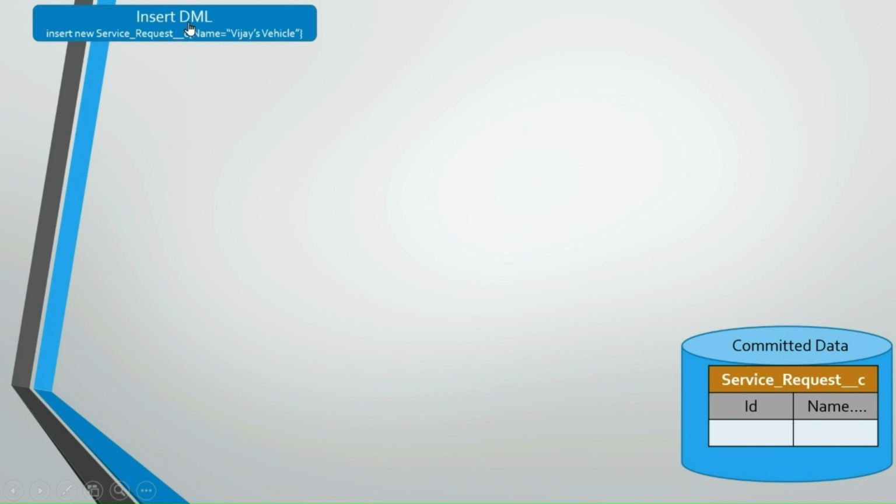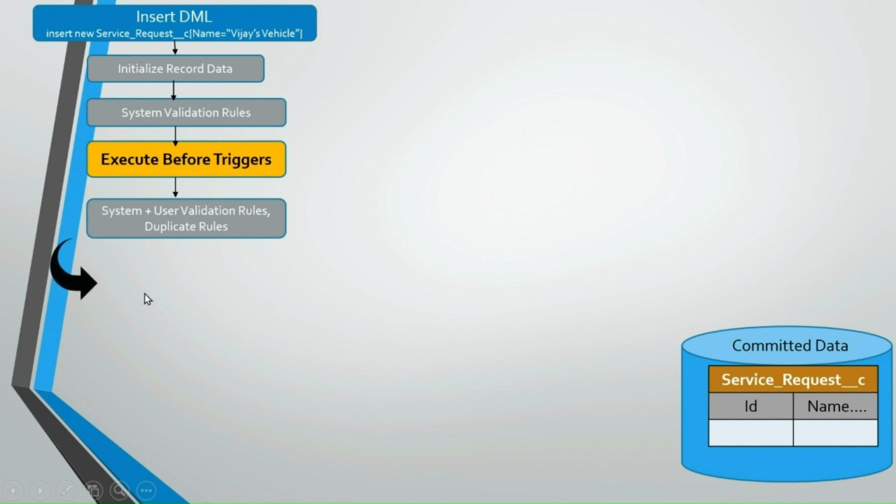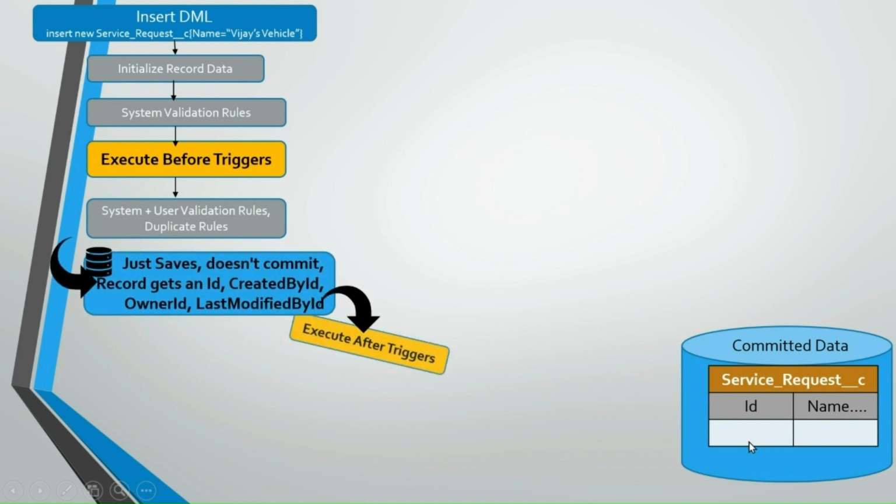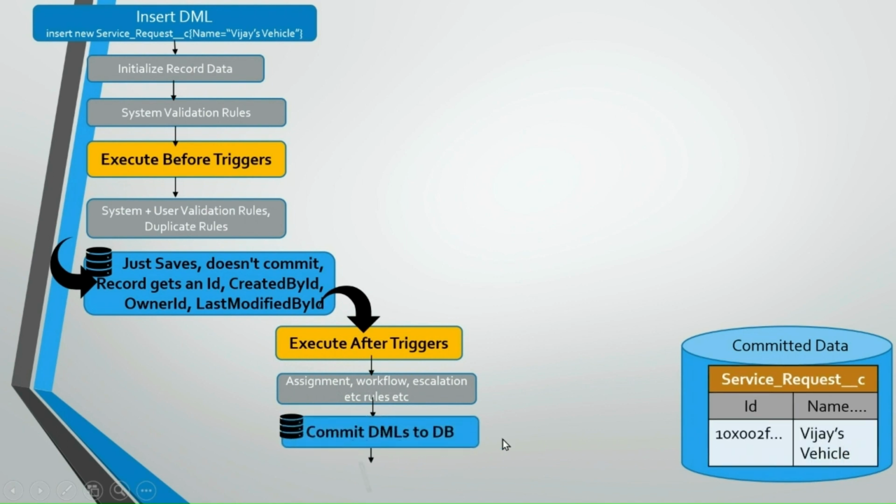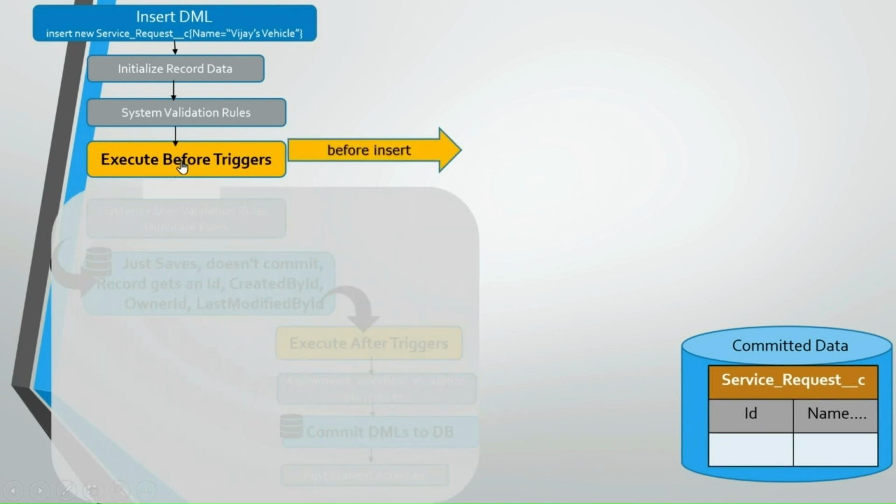So let us see the order of execution. When it saves, it doesn't commit. That's why we are not able to see the record yet here. And when it commits, we are able to see the record here. As we are looking at the before insert trigger event, let's concentrate on this step. At this step, the data is not yet committed because the transaction is at the execution of the before triggers. Because the transaction has not reached the commit step, the data is still not there in the database.